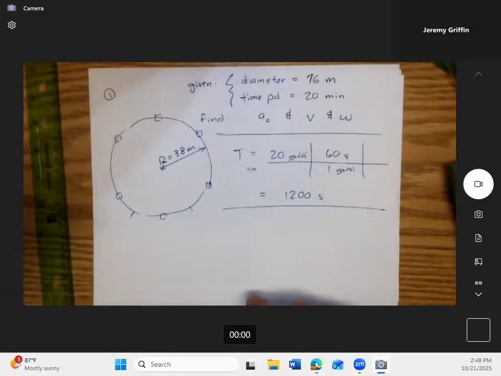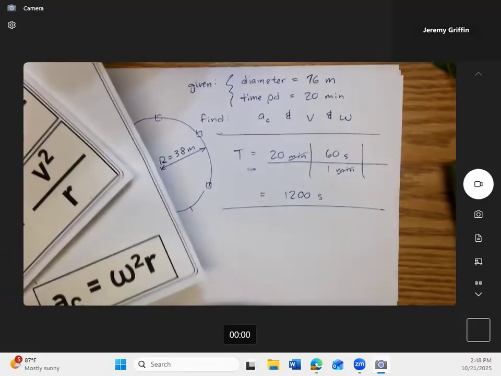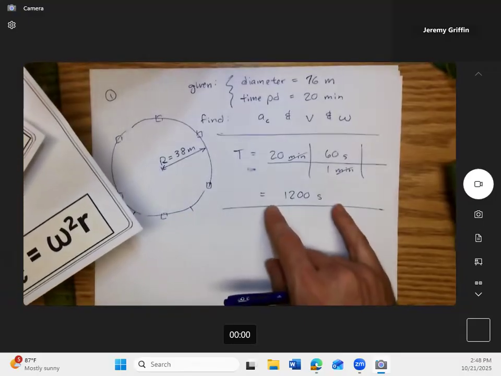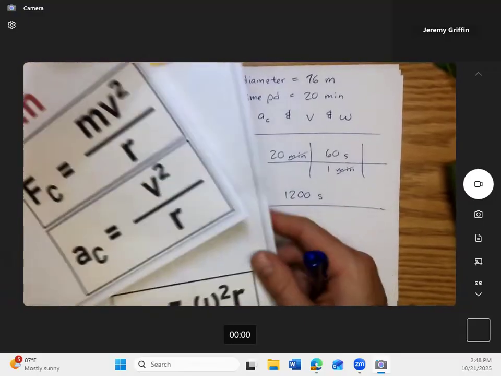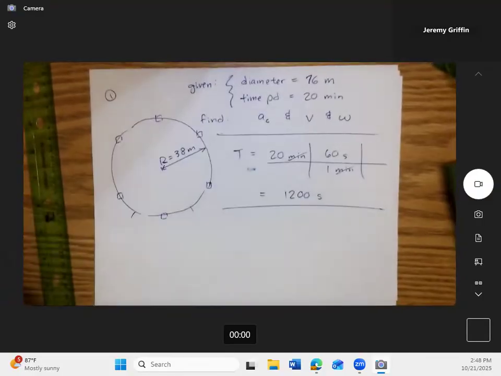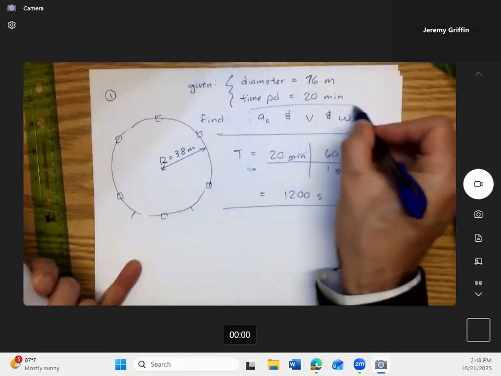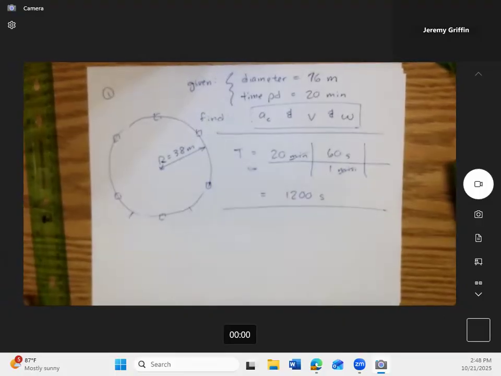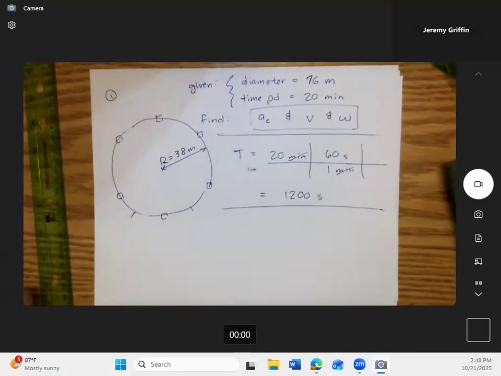If I know the radius and I know the time period of one revolution, let's do it this way. Or actually, maybe I'll ask you guys. What do you guys think we should do next? Our ultimate goal is to find these three things. I can think of some ways to do it. What do you guys think? What could be a good next step?